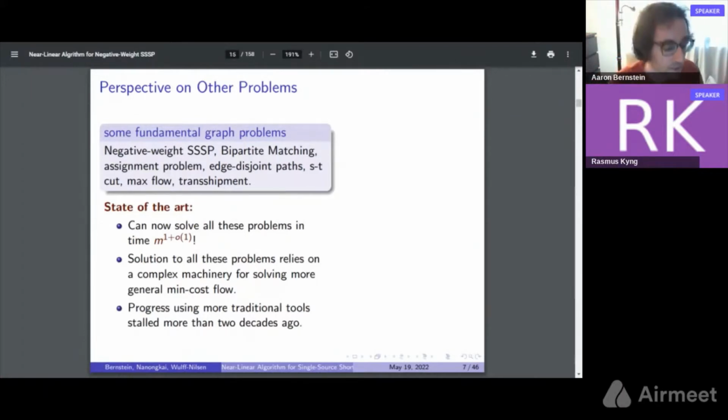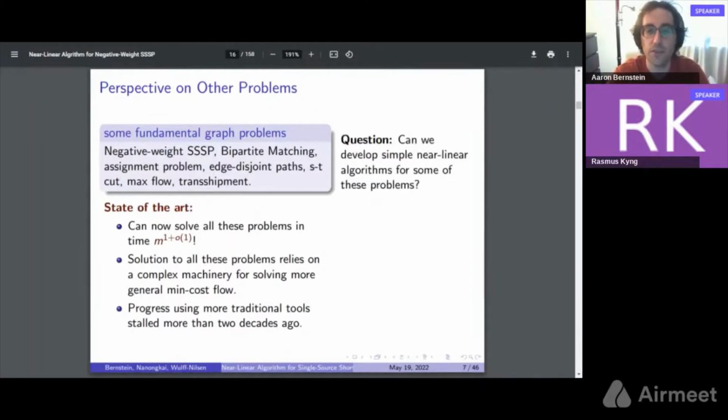In particular, I said for negative weight shortest paths that progress stalled in the 90s, and we weren't really able to do anything beyond that. And that's kind of true for all of these problems. If you think about bipartite matching, max flow, the standard approach stalled a long time ago. And so I think a question that comes up then is, to what extent do we need heavy machinery? Or by contrast, is it possible to develop simple algorithms for some of these problems?